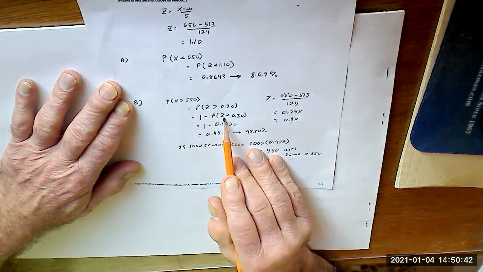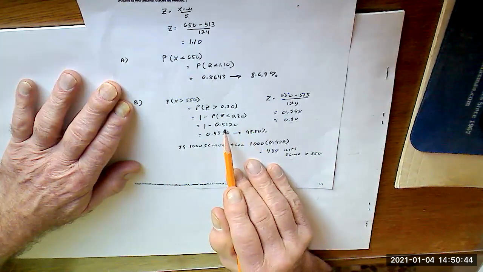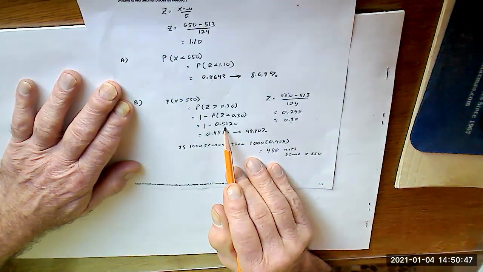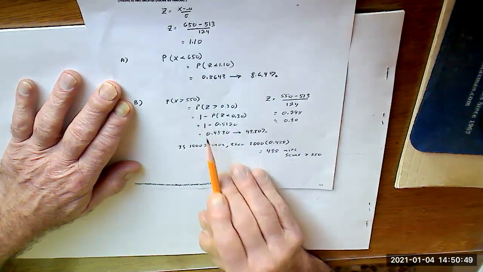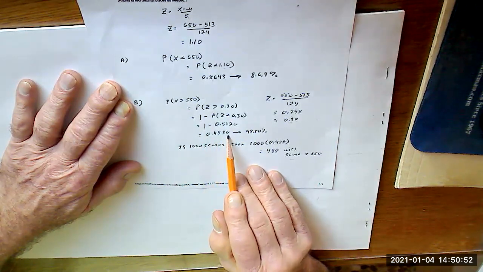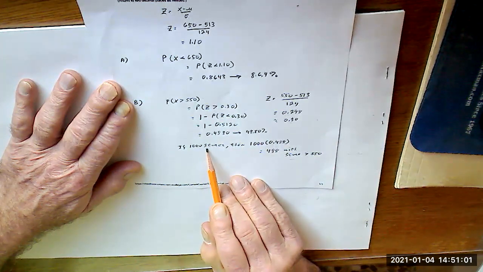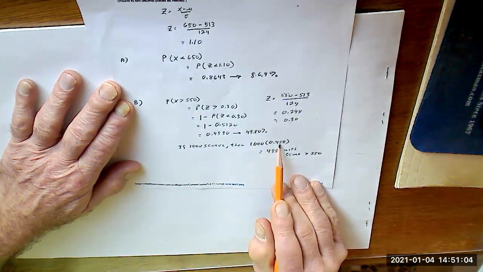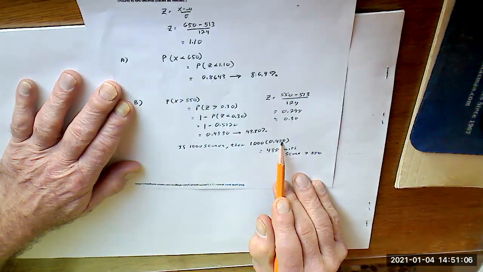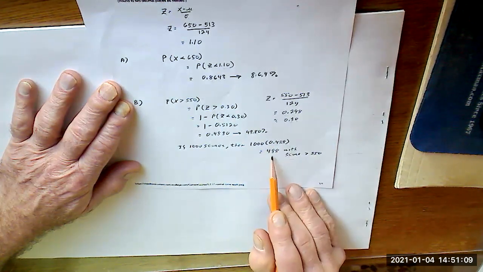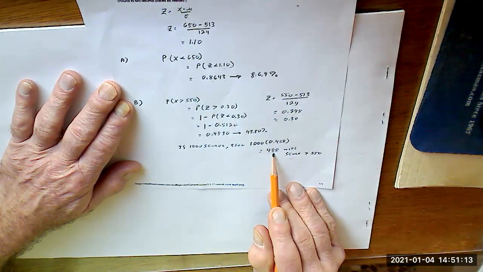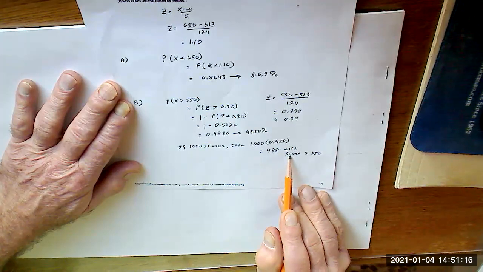The probability that z is less than 0.30 from the table is 0.5120. Subtracted from 1 is 0.4880. Looks like I converted correctly this time. It's 48.8%. If we had 1,000 scores, then 1,000 times that percentage, 48.8% or 0.488, tells me that there are 488 data values with a score greater than 550.